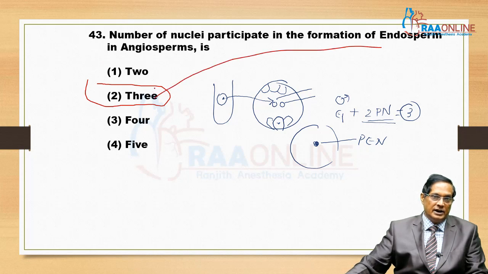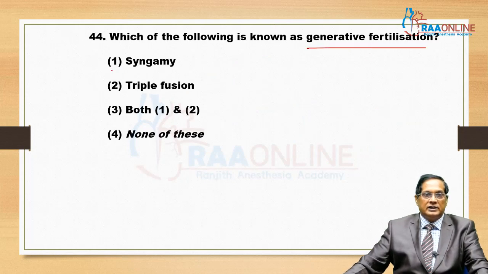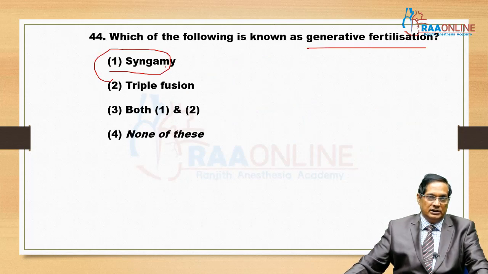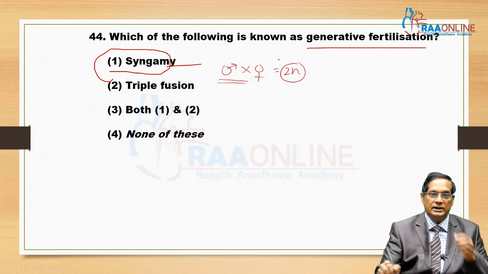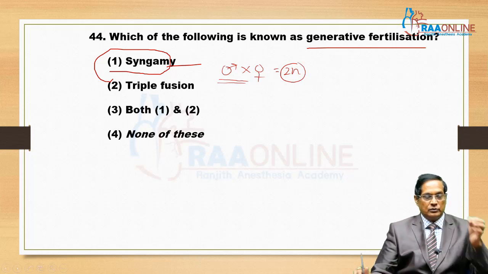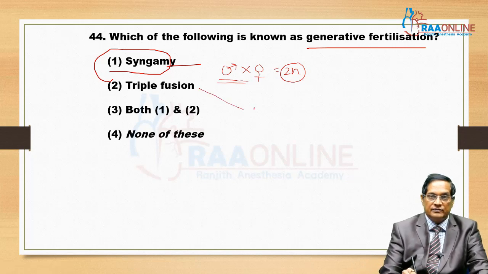Regarding the formation of endosperm: generative fertilization, that is syngamy. It is called syngamy only, the fusion of male and female gamete. It is known as generative fertilization and results in the formation of a 2N zygote. Triple fusion is known as vegetative fertilization.